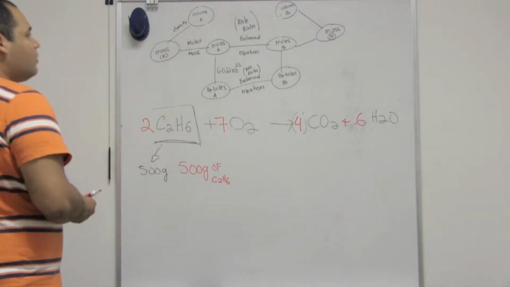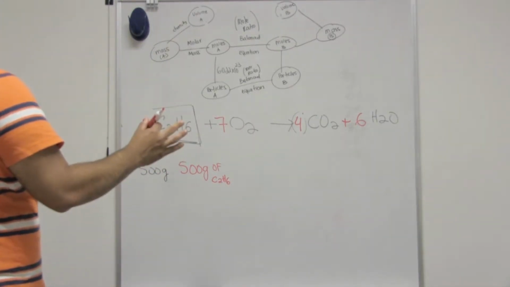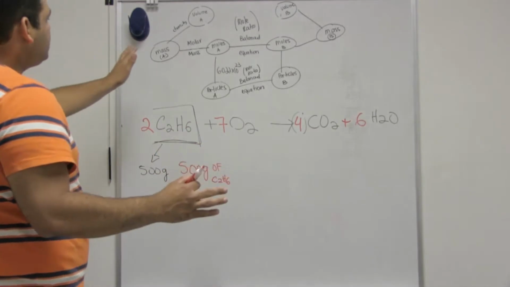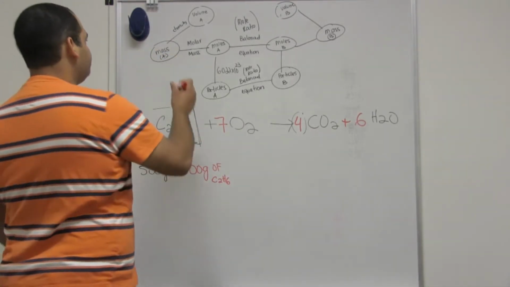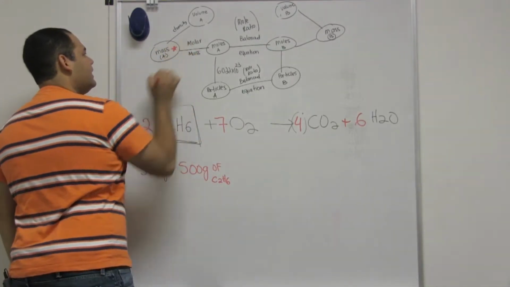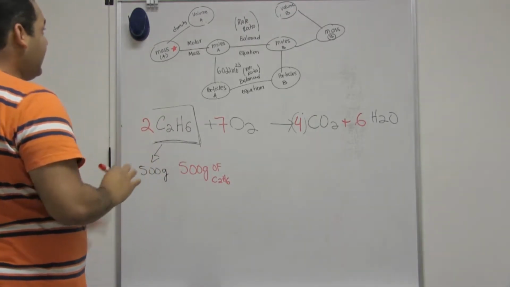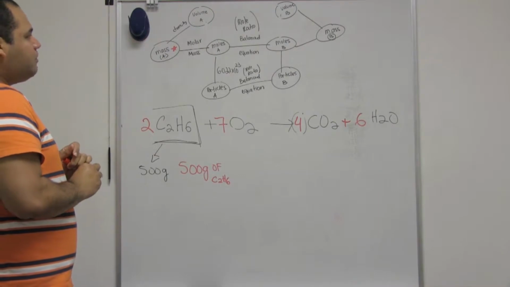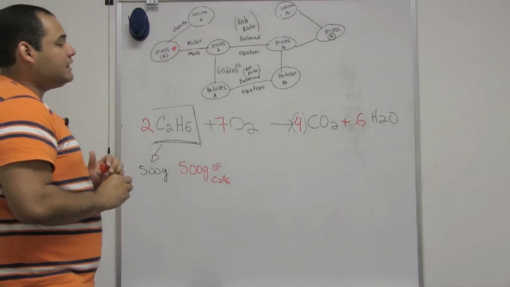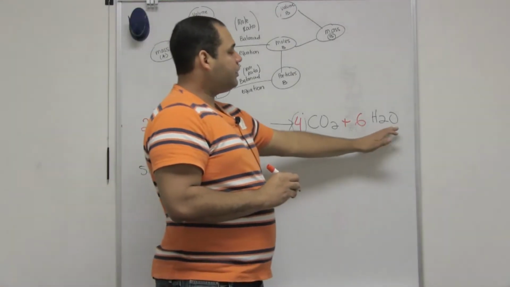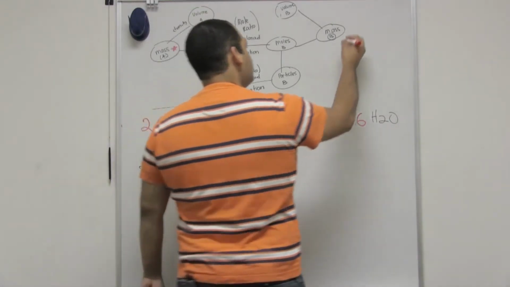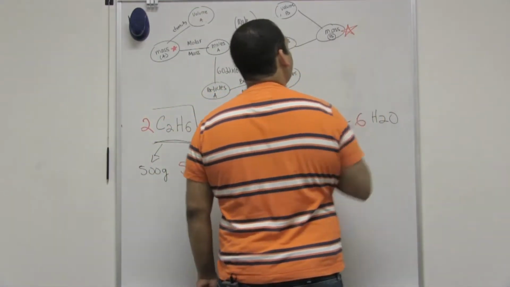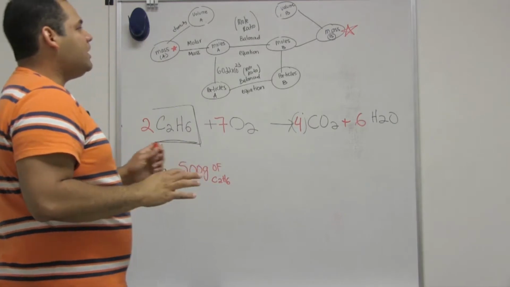And now I look at my molar map and I say, well, the question gives me the mass of ethane. So I'm here. Ethane is my compound A, and I have the grams. And the question wants me to find the mass of water produced. So the question is asking me to find the mass of my compound B.